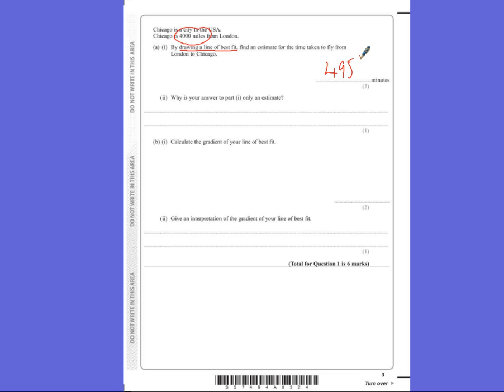It says, why is your answer to part I only an estimate? Well, I used a line of best fit, and these can vary slightly each time I draw them, so just put the fact that the line of best fit can vary slightly.